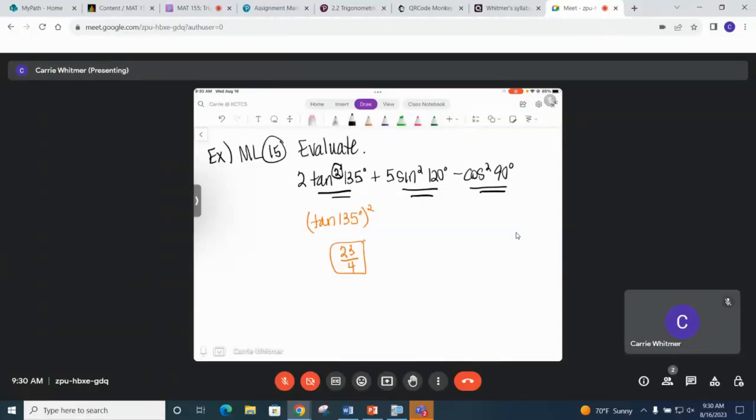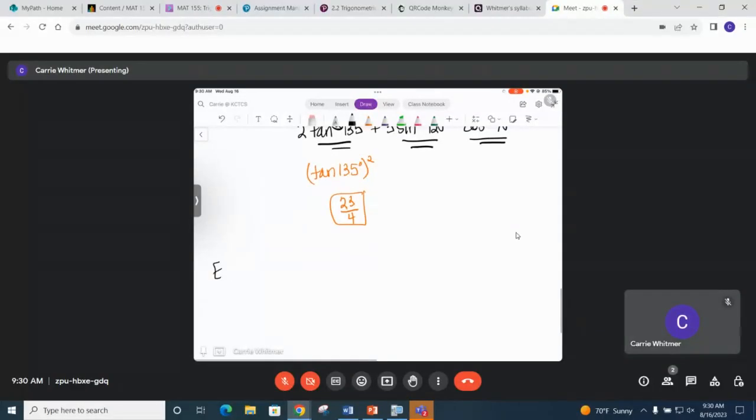Okay, then the last problem I want to go over with you all matches up with number 21. And it says that we have cosecant theta equals negative radical 2, and it wants you to find theta when theta is between 0 and 360.